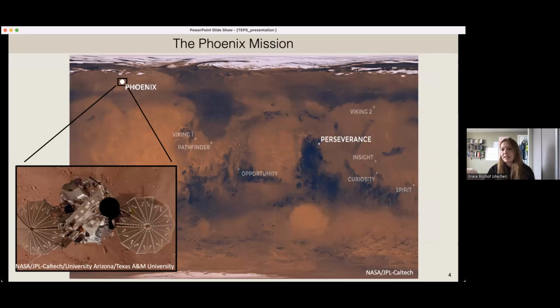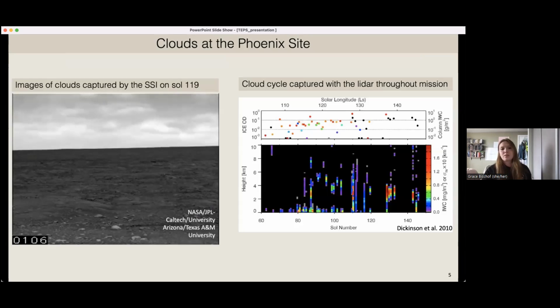So the Phoenix mission landed in the northern Arctic of Mars in 2008. As you can see from this photo up here, it's the most northern lander that's ever been put on Mars, and it had the explicit goal of studying the water cycle in the polar region. Phoenix operated for 151 sols, and it operated through summer solstice and into the midsummer. Phoenix monitored the local weather conditions. It had a LiDAR on board, it had temperature and pressure sensors, and it had a camera called the Surface Stereo Imager. And with Phoenix, we were actually able to see clouds many times.